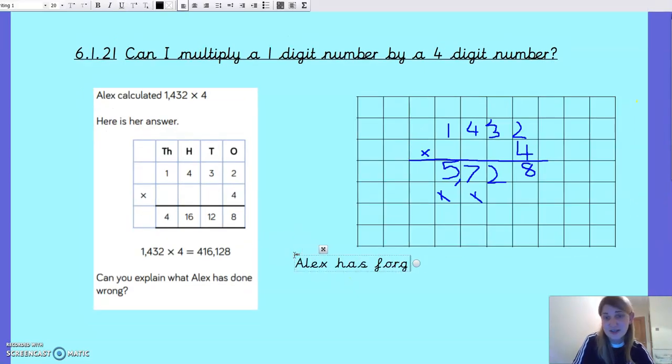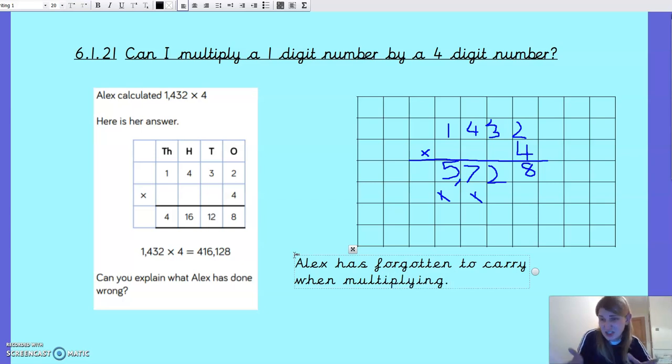So if I were to explain what Alex has done wrong, I would say Alex has forgotten to carry when multiplying. She's just put each answer into that one column. When you guys know that the limit in one place value column is 9, right? You can't be putting 2 digits in one place value. So hopefully you've spotted Alex's marvellous mistake, and that's going to stop us from making that marvellous mistake too.